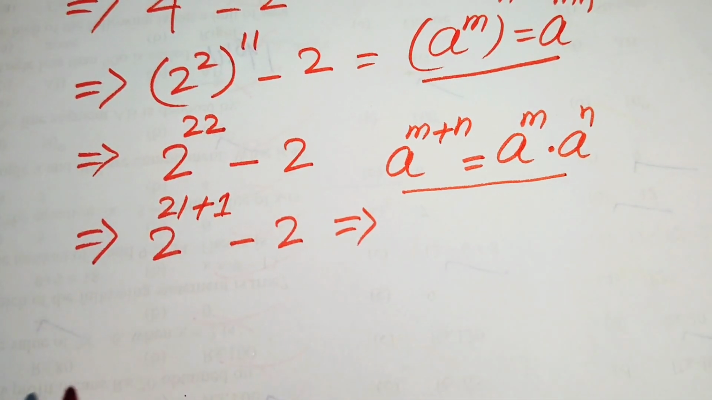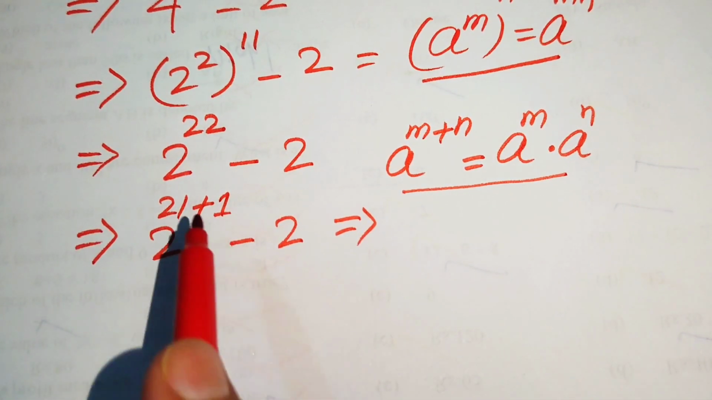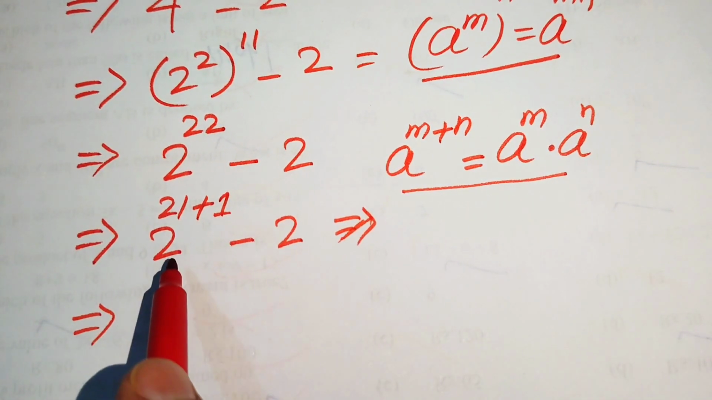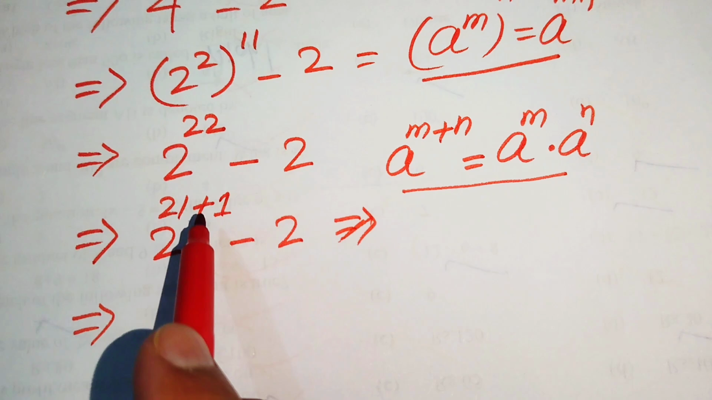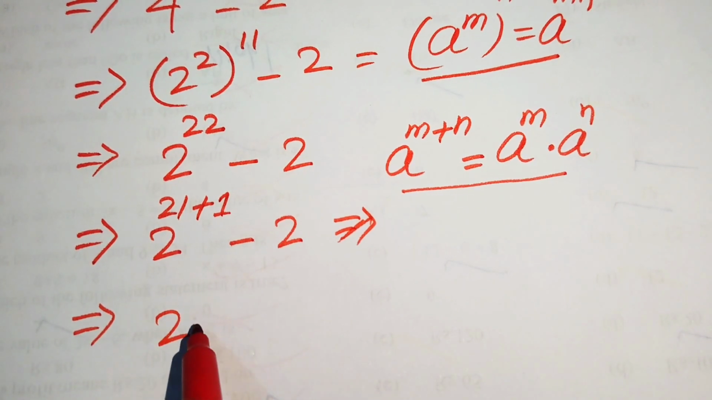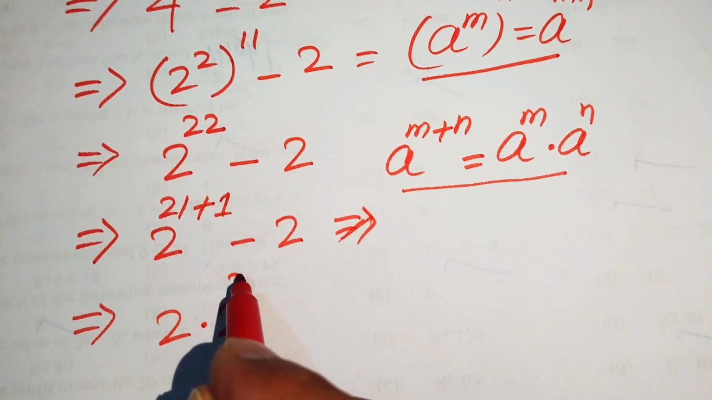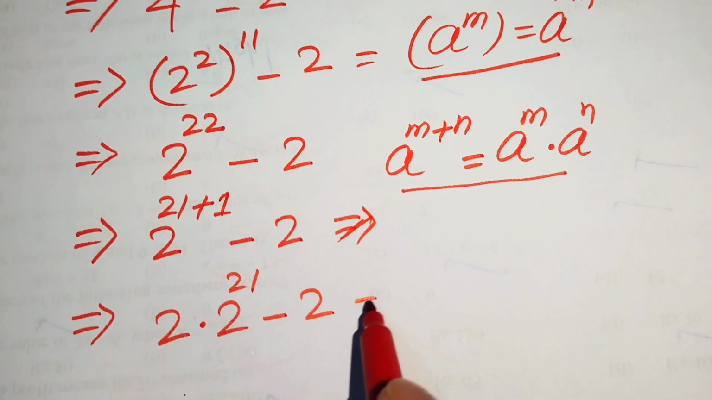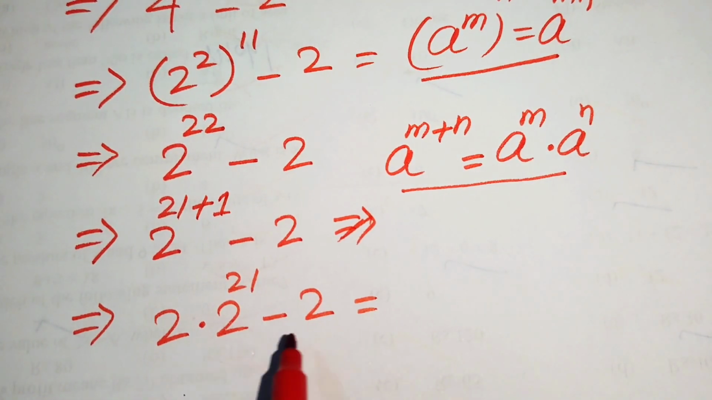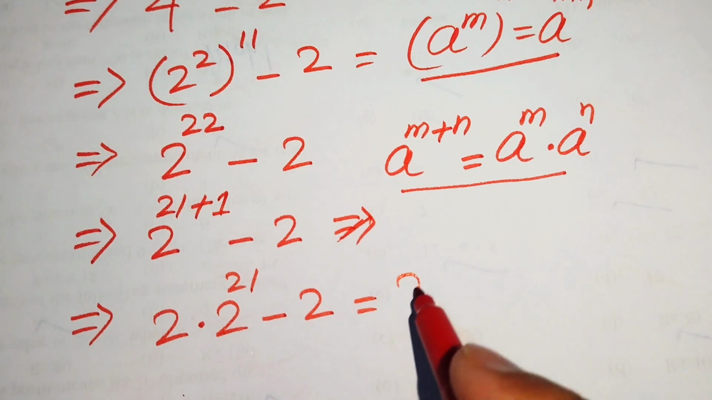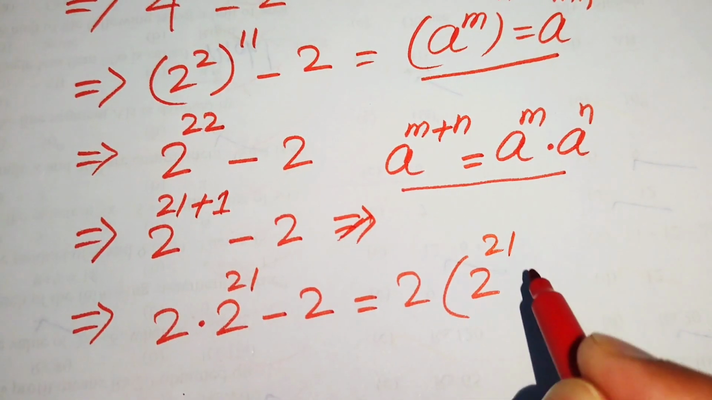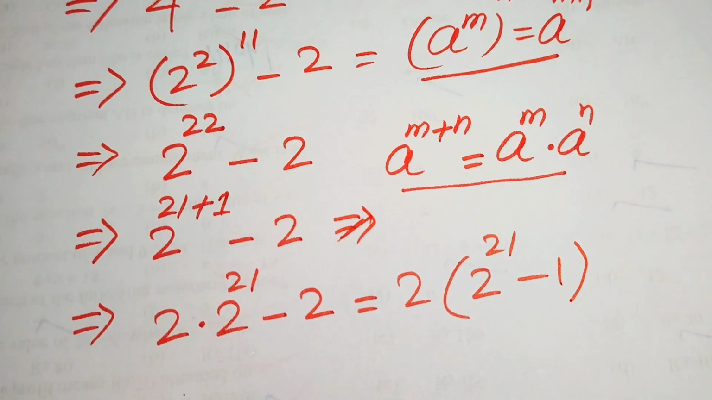So here we use this exponential law on this term, we just break the exponents and we write it as 2 into 2 to the power of 21, minus 2. And now you see here you have 2 as the common term, so now we take 2 common, and the remaining terms are 2 to the power of 21 minus 1.